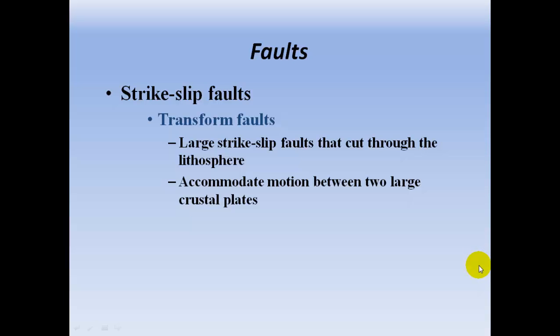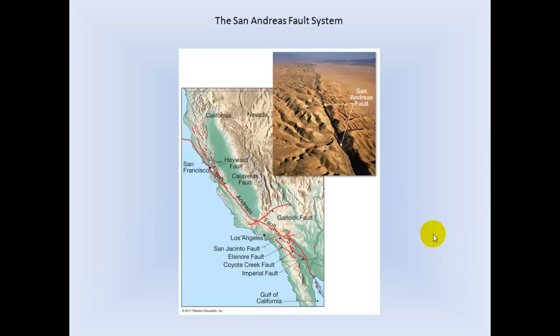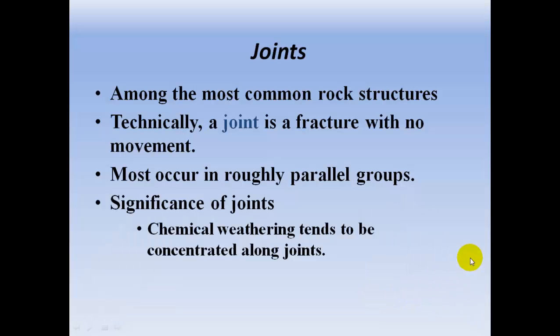Transform faults are very large strike-slip faults. They cut through the lithosphere. They accommodate plate motion between two large crustal plates. The San Andreas Fault in California is a good example. Actually, here's the San Andreas Fault system, and here's a picture of a portion of it. One side is moving this way possibly, and the other side is moving this way, or it might be the reverse of that.